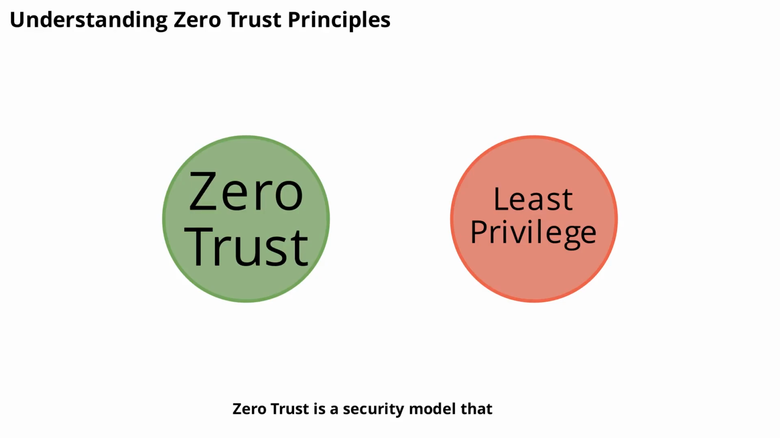Zero Trust is a security model that assumes no user or device is automatically trusted, even inside the organization. Apply Zero Trust principles to your team chat software by verifying every access request, enforcing least privilege, and continuously monitoring for threats. This approach minimizes the risk of insider threats and unauthorized access.